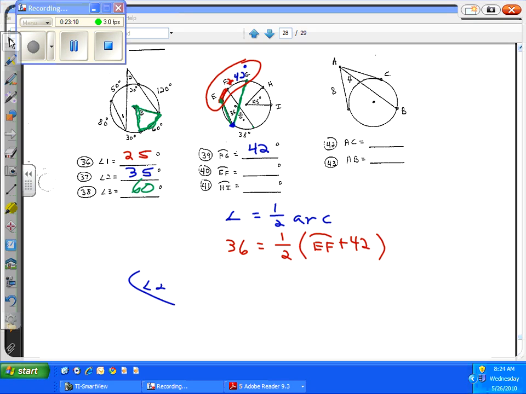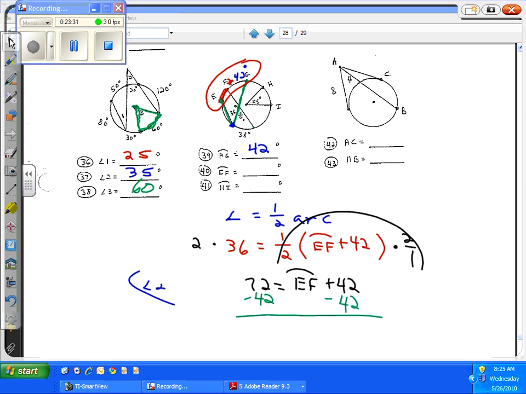Well, that gives us an equation that we can solve, and so we're going to do the same kind of thing. We're going to get rid of that half by multiplying by 2, and we'll get 72 is equal to arc EF plus 42. Undo addition by subtraction. We get arc EF is equal to 30 degrees.